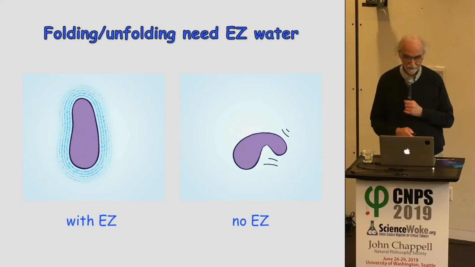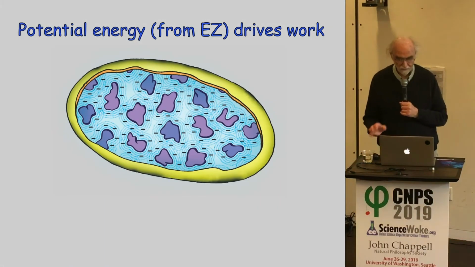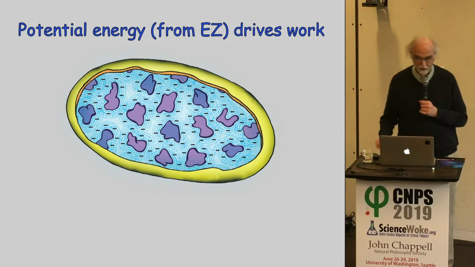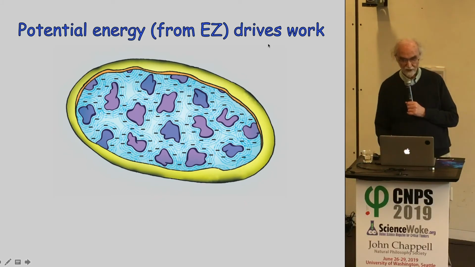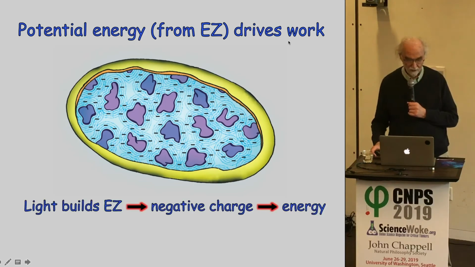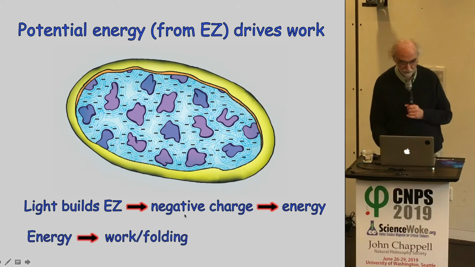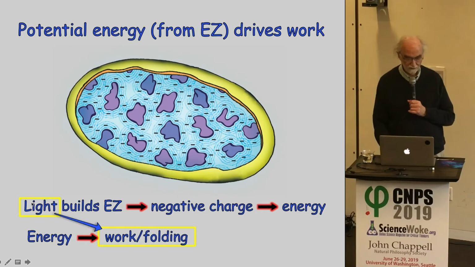And so, if you go through the steps, the potential energy from the easy water drives work. Now, what builds the easy water? It's light. Remember? Light builds the easy water, which builds a negative charge, which gives you potential energy. And the potential energy is used for the work of the cell or the folding of the proteins, connecting the dots. Basically, light input can give you work of the cell or protein folding.